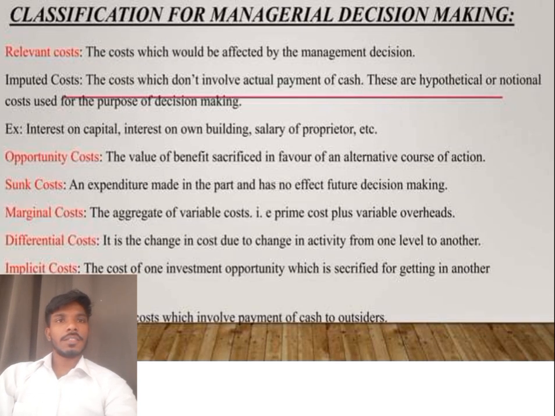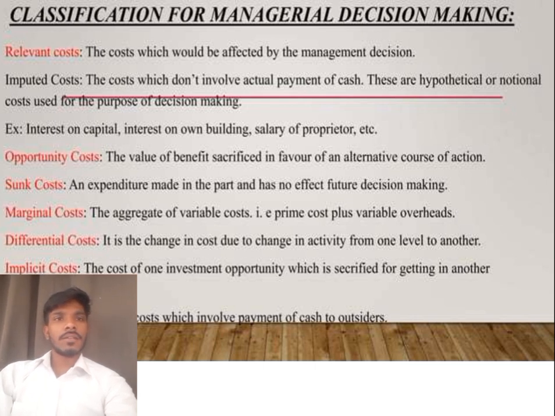Classification for managerial decision making. Relevant cost is the cost affected by the management decision. Imputed cost is a cost which does not involve actual payment of cash. These are hypothetical or notional costs used for the purposes of decision making. Example: interest on capital, interest on own building, salaries of proprietors. Opportunity cost is the value of the benefit sacrificed in favor of an alternative course of action.